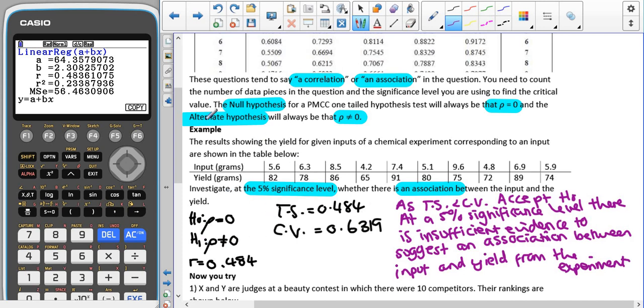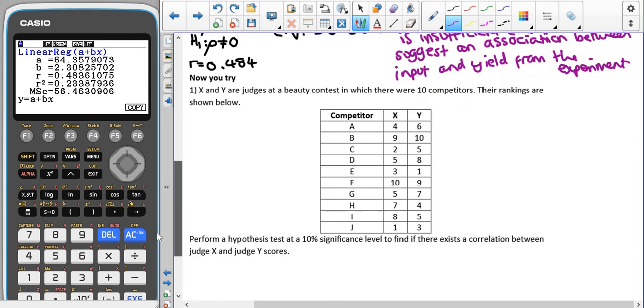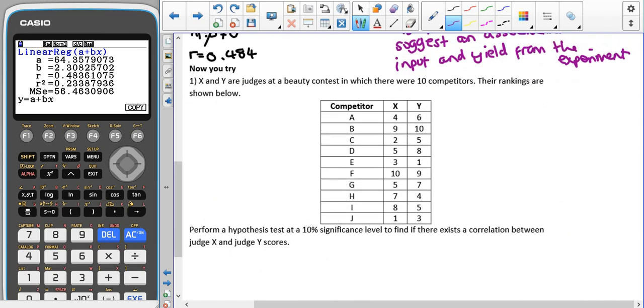If we would have ended up with a negative R value, we would have done the same as what we did before, which is to have a look at the modulus, the size of the test statistic, not just the test statistic, so that we can make a similar comparison. I'd now like you to pause the video and give the Now You Try a Go.